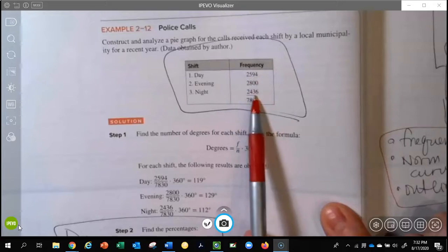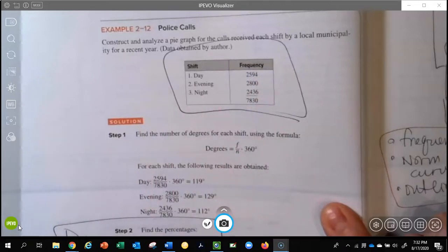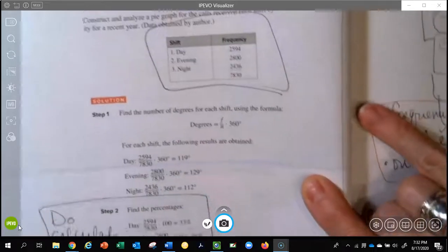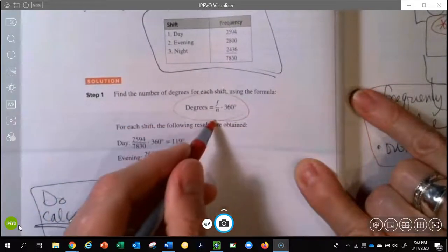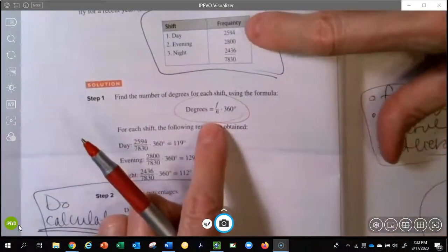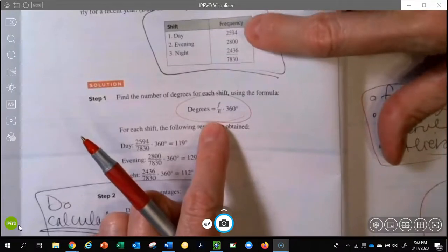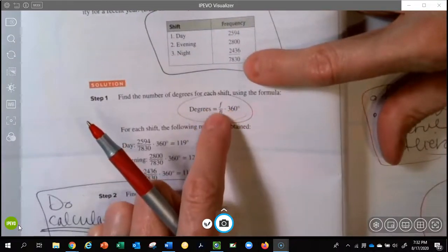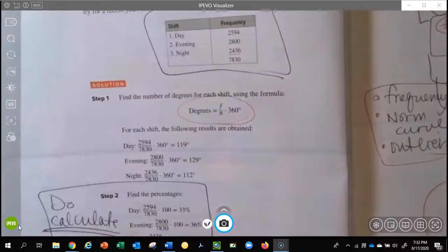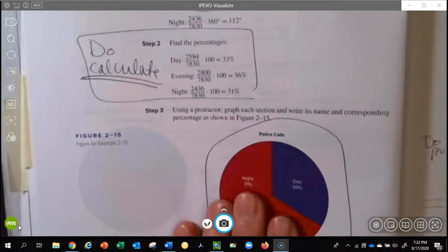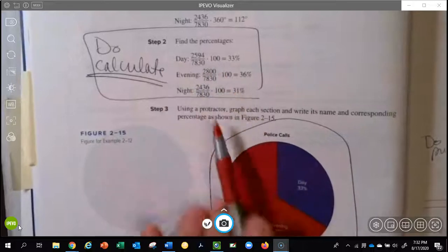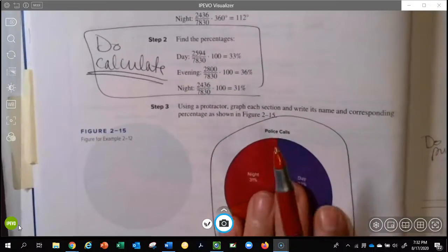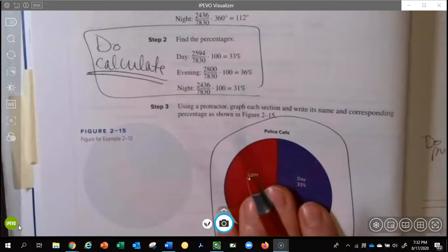So now we need to break each one of these down into its percentage, but more specifically, what part of the 360. And so looking here is our formula. For each one of these, like this one, we're going to take the 2594, put it over the whole, 7830, the frequency divided by the whole, and then multiply by 360. They've already worked these out, but it would be really, really good. Oh, and it says find the percentages. Well, now wait.